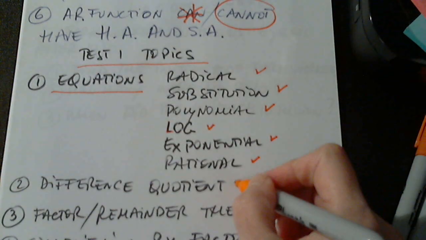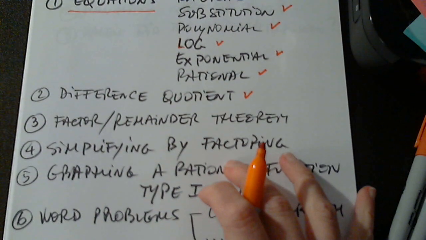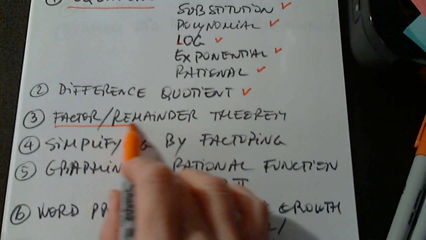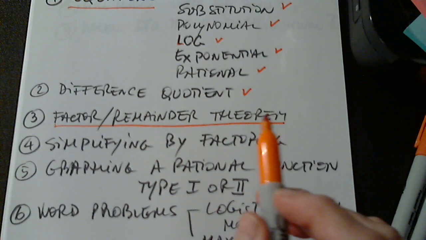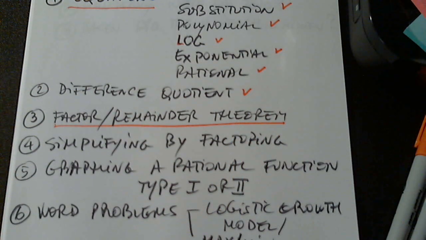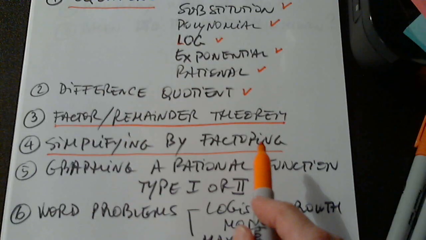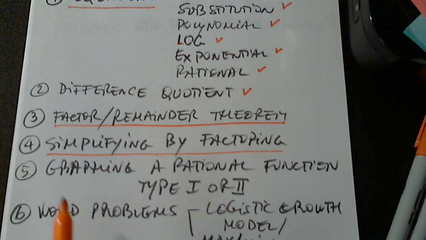Then, of course, our favorite friend, difference quotient. We already talked about the factor and remainder theorem tonight. Again, it's just a simple plug-in, basically. Of course, simplifying by factoring. And I don't remember, I think Sophie wanted another example or something.